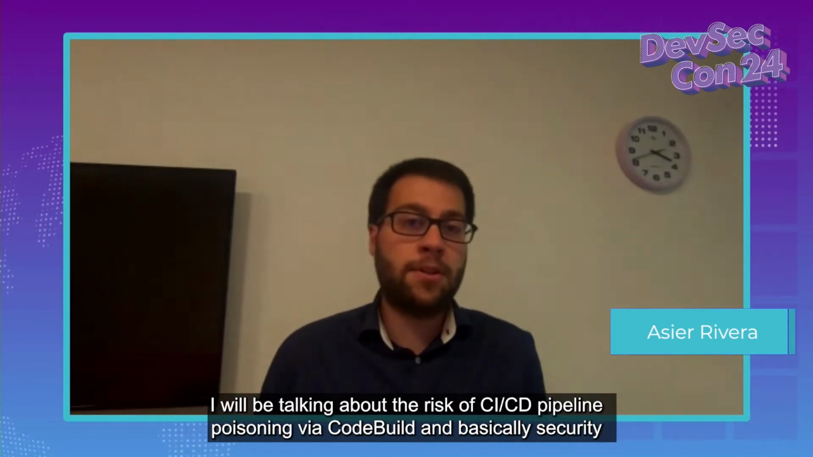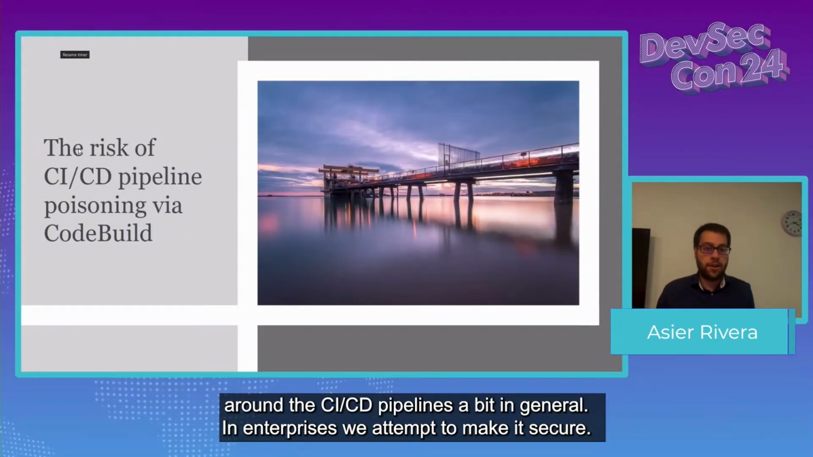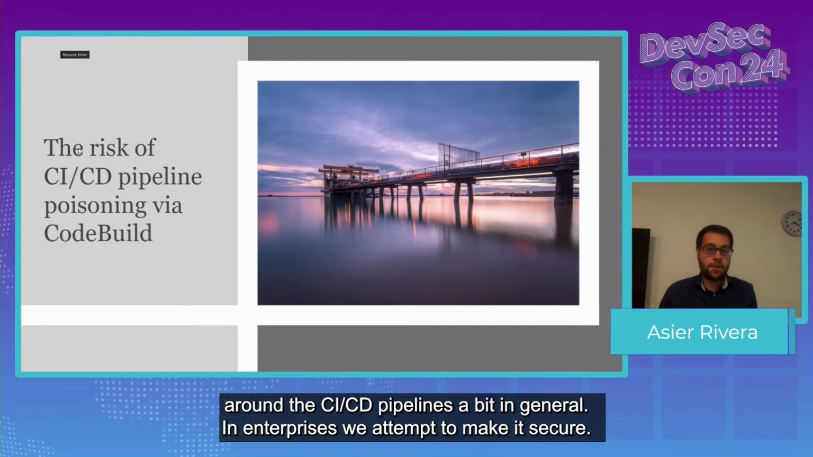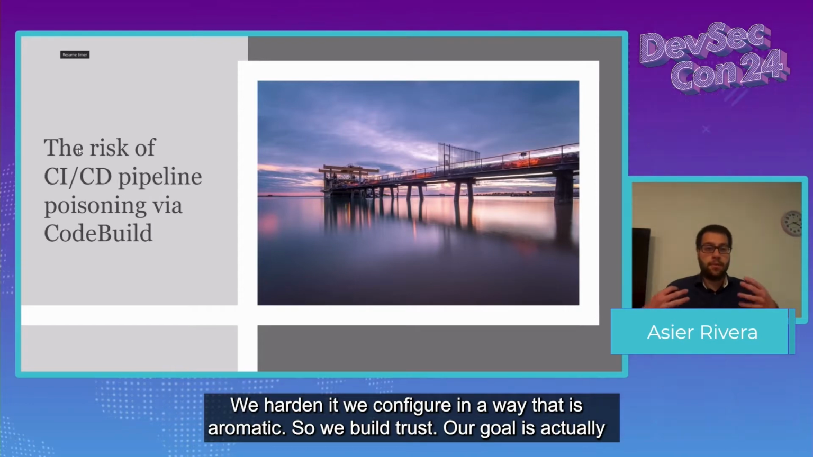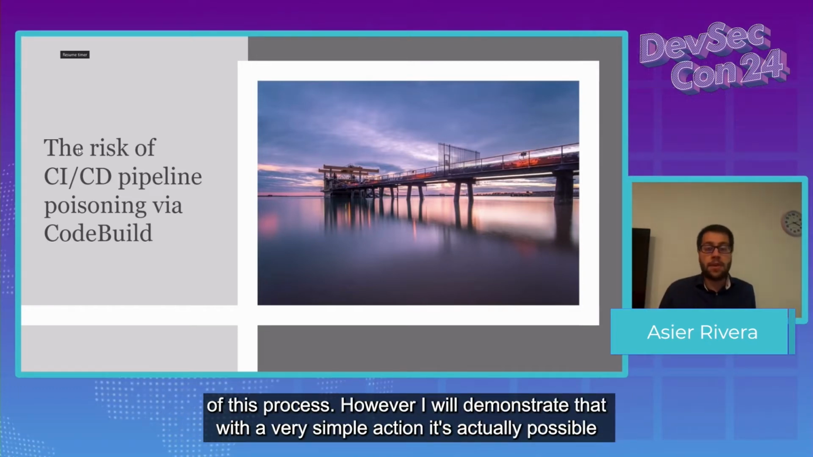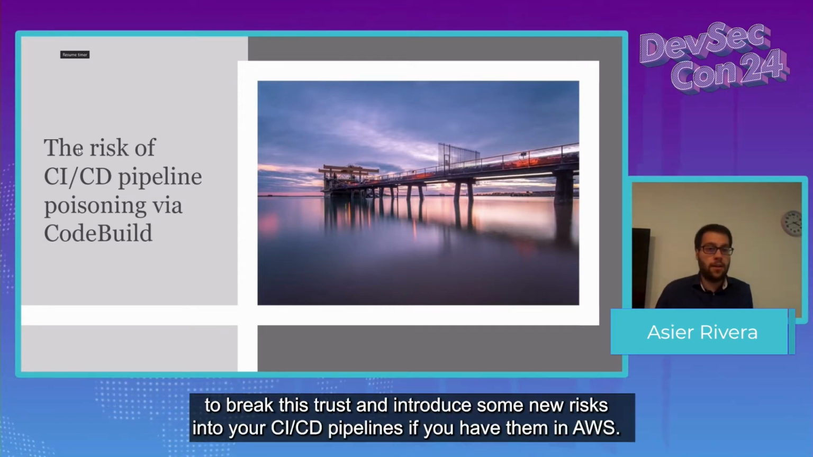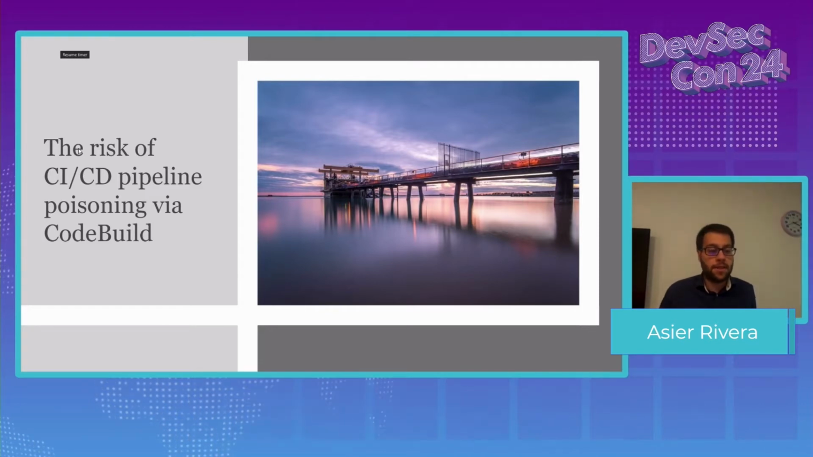I will be talking about the risk of CI/CD pipeline poisoning via CodeBuild and basically security around CI/CD pipelines a bit in general. In enterprises, we attempt to make it secure, we harden it, we configure it in a way that is hermetic, so we build trust. Our goal is actually to automate and make sure that every time we give an input, we have a trusted application at the end of this process. However, I will demonstrate that with a very simple action, it's actually possible to break this trust and introduce some new risks into your CI/CD pipelines if you have them in AWS.